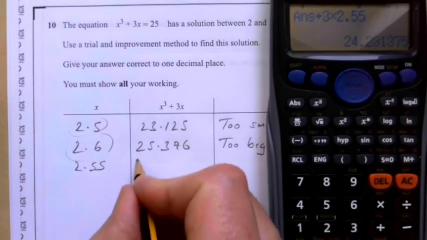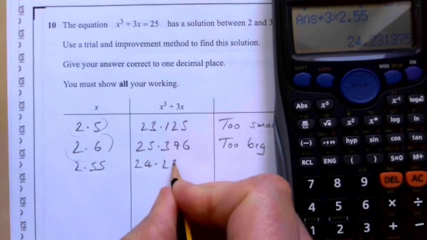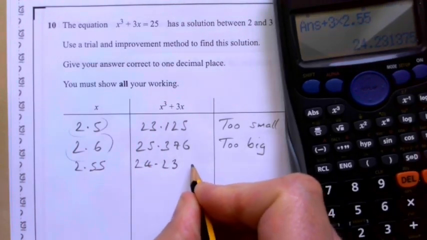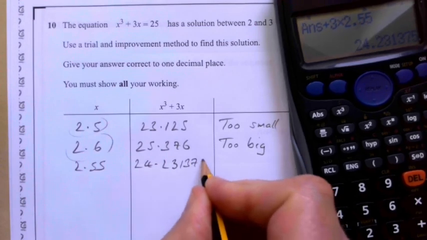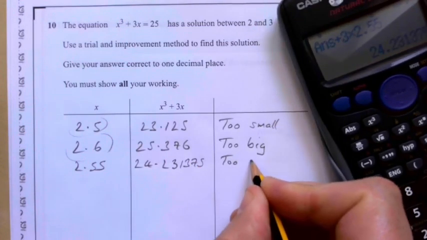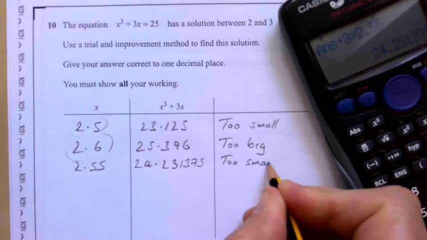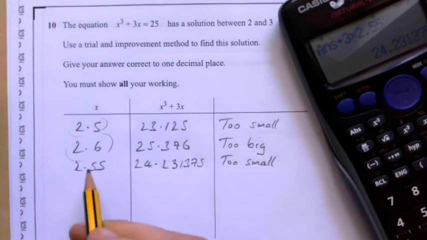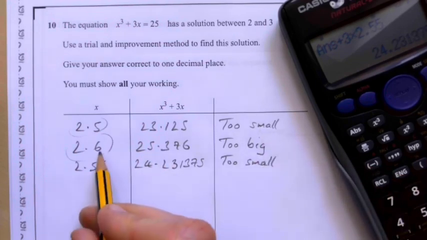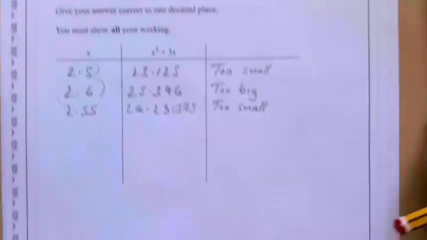0.23, so that's too low. 2.31375, and that's too small. And because of the fact that that is too small, the answer must have been 2.6. So down here, what you can just about see, move a few things around, so we'll move it up, sorry about that. Answer then is 2.6.